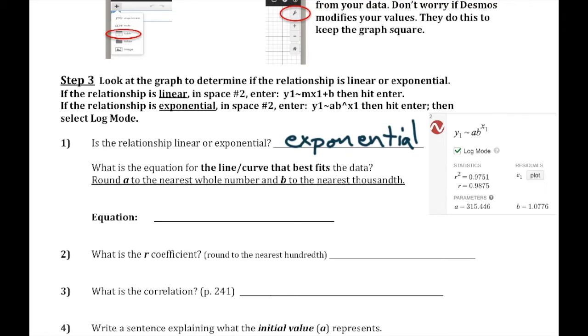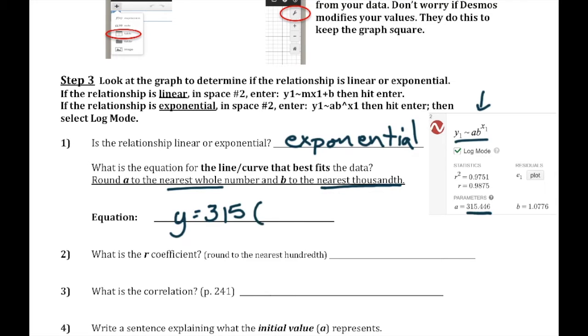And we gathered this data over here on the right from our Desmos.com calculator to help us in writing the equation. So this is the general form. That's how we're going to write it. So we're going to start out y equals. And then we're going to start with our a. And our a value is 315.446. And we're going to round this to the nearest whole. And so our nearest whole would be 315.